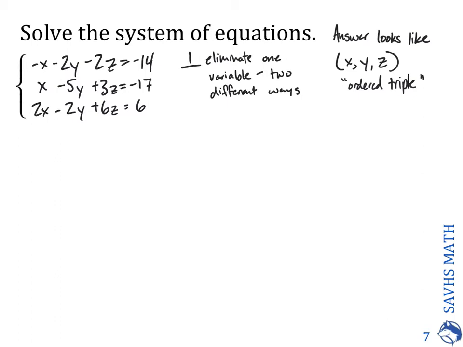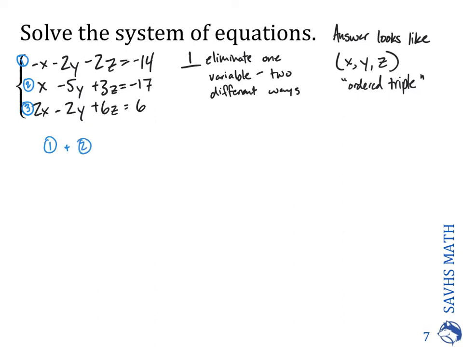So here we go. I'm going to start by labeling these equations because I want to call them specific things so that we know what we're talking about. So let's call this equation 1, this is equation 2, and this is equation 3. So I'm going to start by eliminating the x's, because it looks like it's going to be pretty easy to do that. So I'm going to take equation 1 and add it to equation 2.